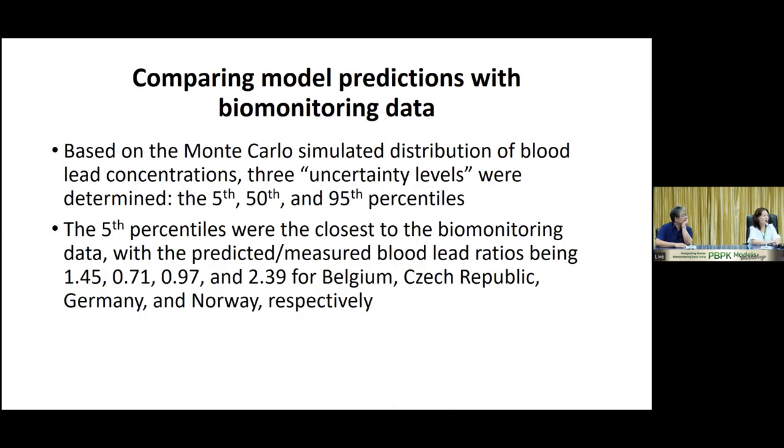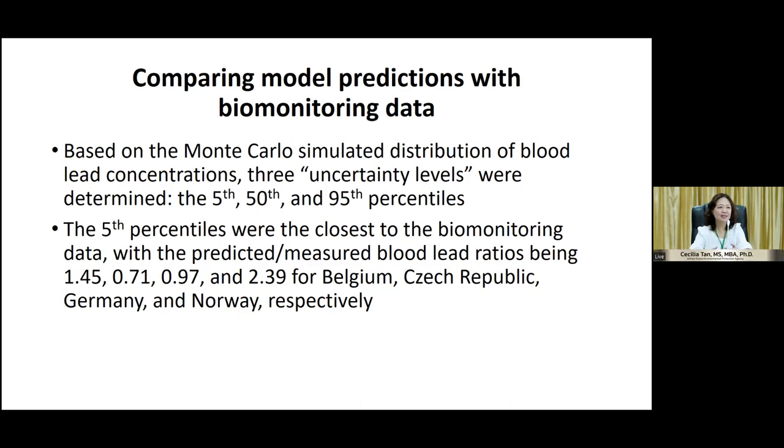Okay, so what they did is they simulated, given the exposure, what is in the blood. And then they did Monte Carlo, so their simulations are a distribution. They have three different, they call it uncertainty levels. They take the fifth percentile of the prediction, the 50th percentile, which is the median, and the 95th percentile of their predictions. And then they compare that with the real data.